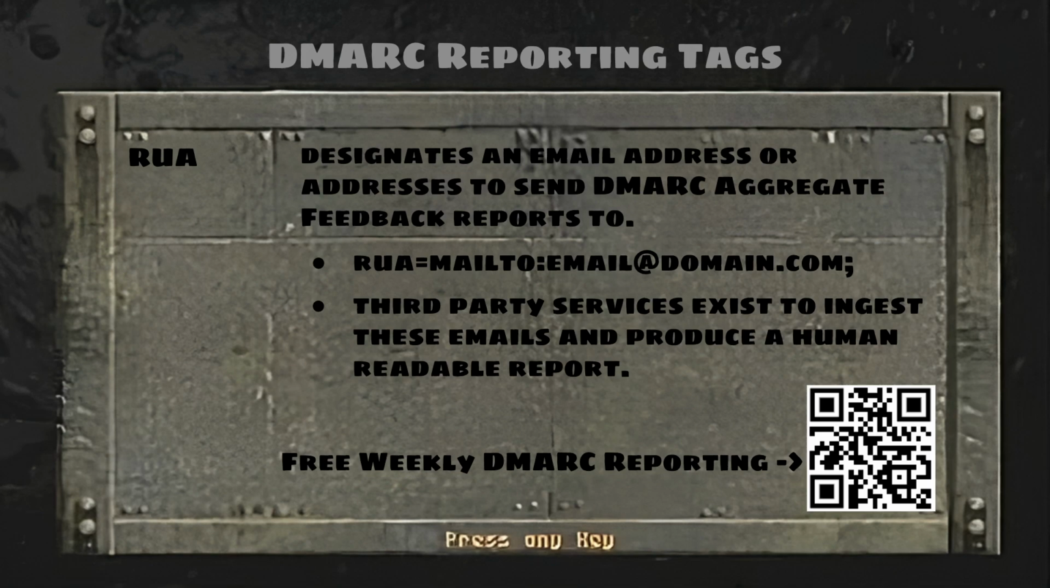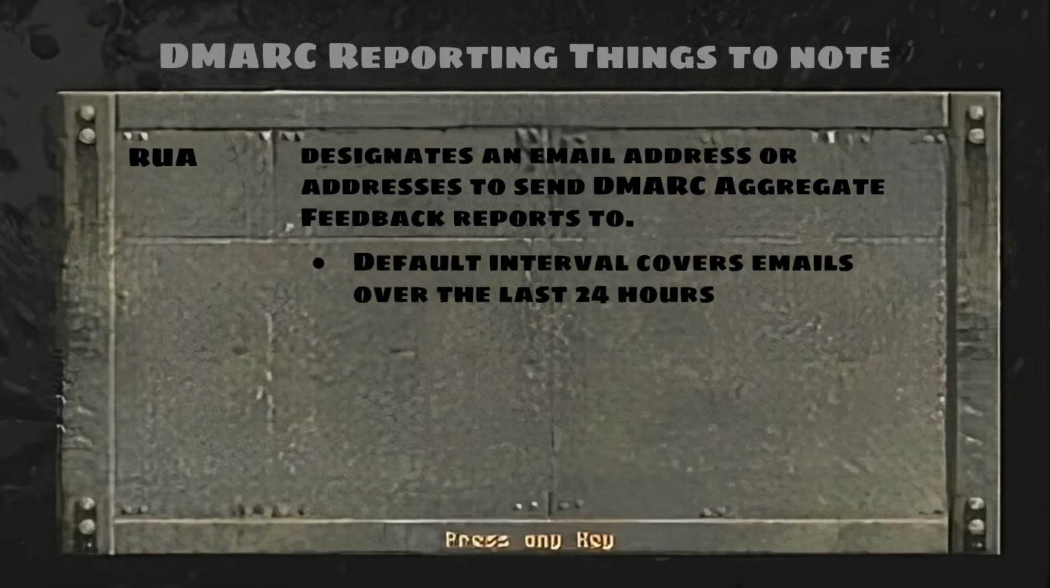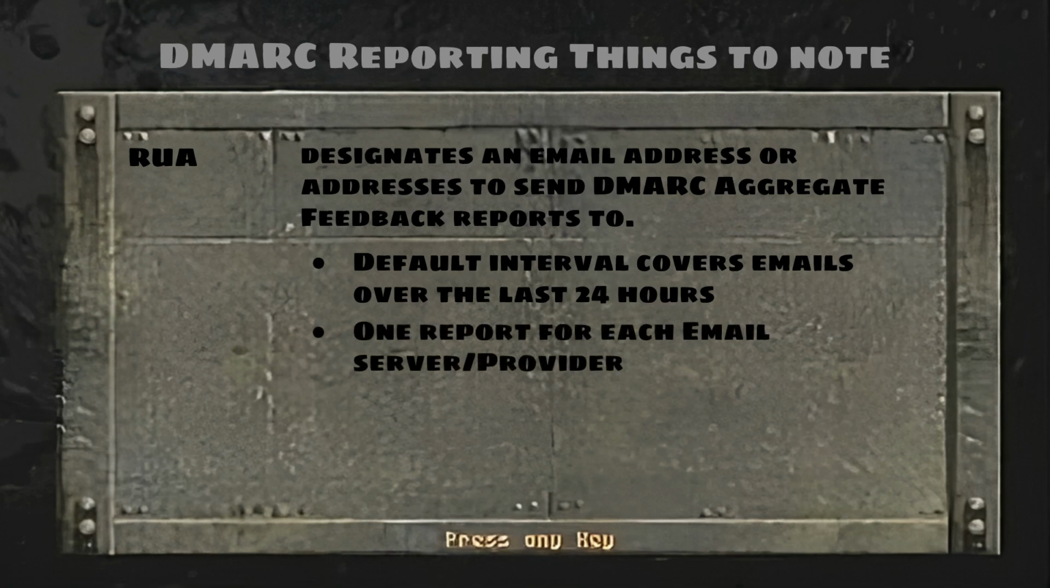That's a QR code for a tool that we use that gives you free weekly DMARC reporting. I will show you what one of those reports looks like. So I said earlier, default is 24 hours, one report for each mail server. You could theoretically receive thousands of emails a day, because like I said, you'll get one from every major. And if a receiving domain doesn't receive email for that 24-hour period, you won't get a report, because it does not report on passes, it only reports on failures.